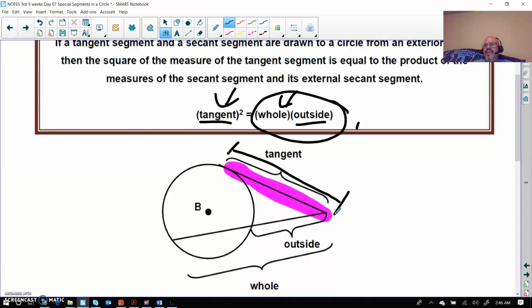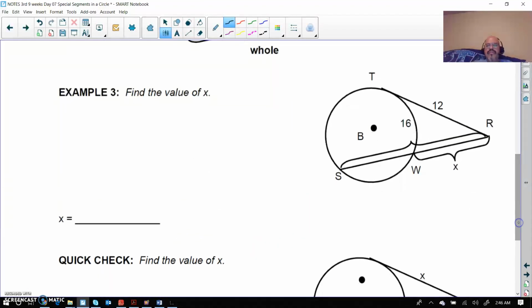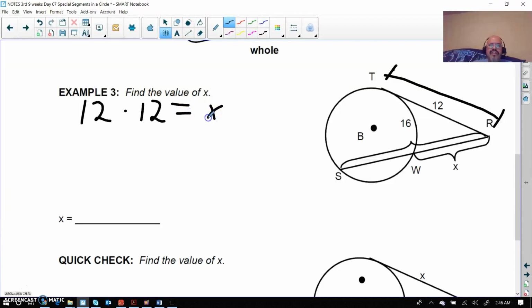So technically it is tangent squared, but just remember that it's the length outside of the circle times the entire length of the segment. So for example, we have this length right here. The length outside the circle is 12, so we have 12 times the length of the entire segment, which also happens to be 12, which is equal to, well, let's see, our length outside of the circle is x, and the entire length is 16, so it's times 16.